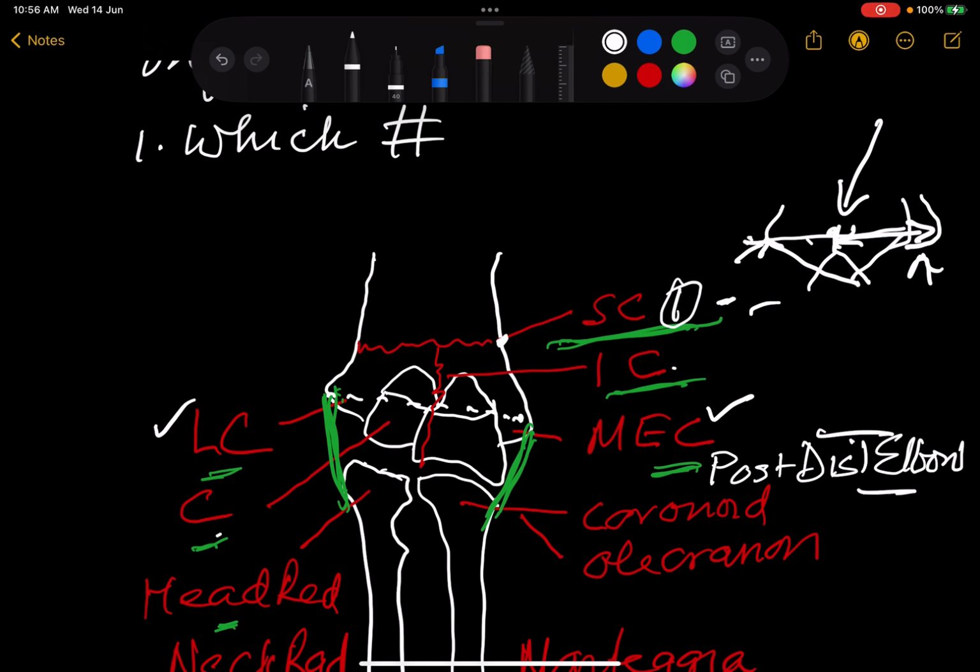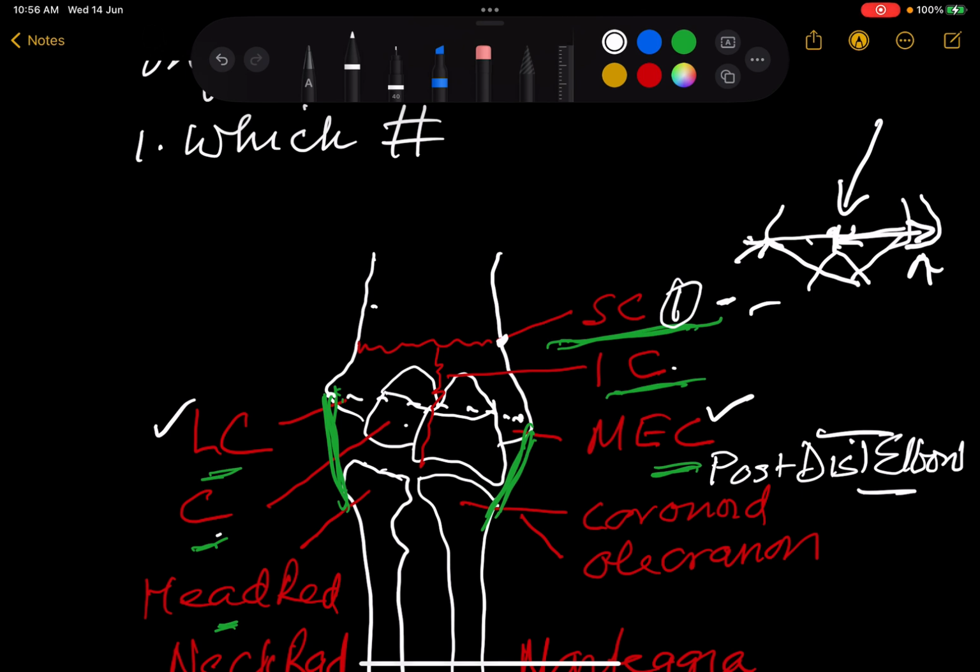Then capitulum fracture, there will be a bony prominence medial to the brachioradialis. From here there is the brachioradialis, so medial to the brachioradialis in the cubital fossa, there will be a bony prominence and tenderness.